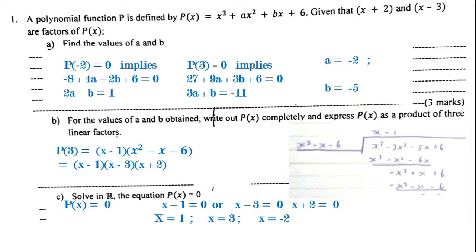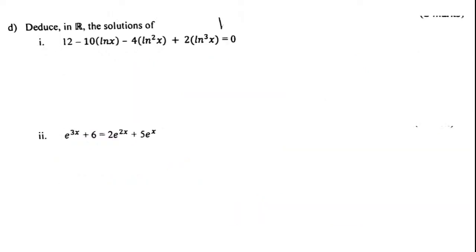Now the second question. For the second question, we have: deduce in R the roots of this equation. If you look at this equation very well, we will see that it is just the same as the previous equation with a few adjustments. This one can be written as, we factor out these two, we have 6 minus 5 ln x minus 2 into ln x squared plus ln x cubed should be equal to 0.